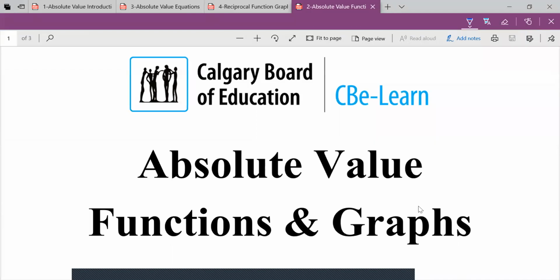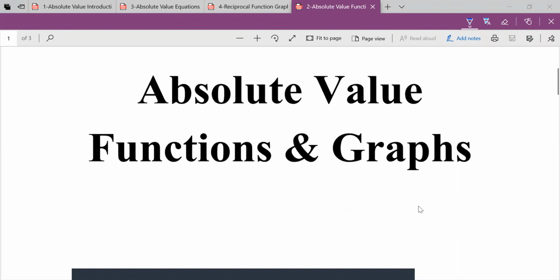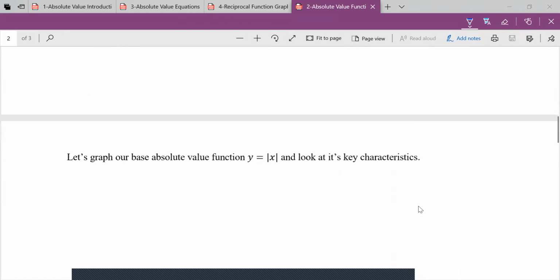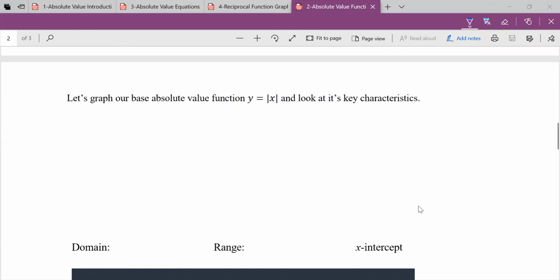Hey, 20-1s. What we're going to do in this lesson is keep exploring absolute values. We'll look at the absolute value function a little more, and the main focus here will be the graphs of these absolute values. Remember from the last lesson, an absolute value means we're finding the distance from zero.